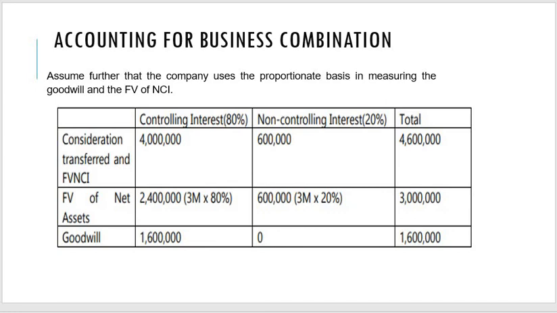So, assume that the fair value, assume further that the company uses the proportionate basis in measuring the goodwill. So, it's actually the same as before, no? The non-controlling interest will be at 600,000, okay? That's their proportionate share. So your total consideration transferred plus the fair value of non-controlling interest, that's 4.6 million. Less the fair value of your net assets, that's 3 million. You have goodwill of 1.6 million, okay? So there is no share of the non-controlling interest in the goodwill. It is only allocated to the controlling interest, okay?